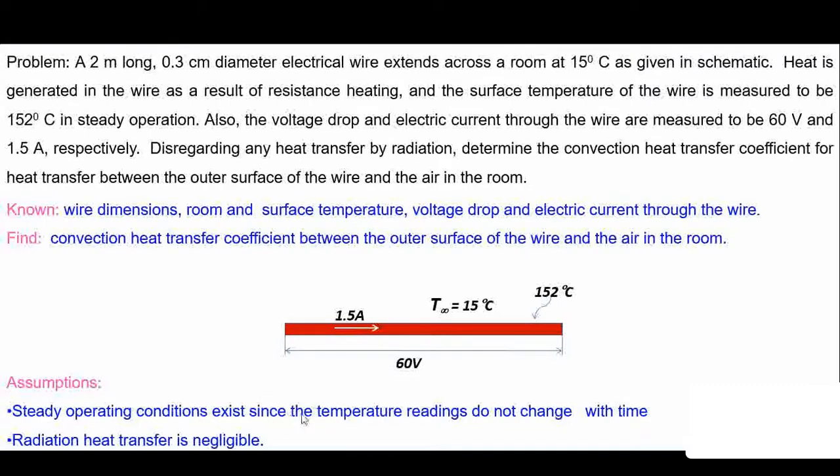We can have steady operating conditions and radiation heat transfer is negligible. So if you apply all these assumptions and carry out the analysis, it will be like this. Under steady conditions, the rate of heat loss from the wire is equal to the rate of heat generation. Already I told you that whatever amount of energy is getting generated, the same amount of energy has to be transferred in order to maintain the temperature at some steady values. So that is what is called a steady condition. So under steady condition, I can simply say that energy transfer, that is heat transfer, is equal to heat generated, and heat generated is equal to voltage into current. It is an electrical resistance circuit.